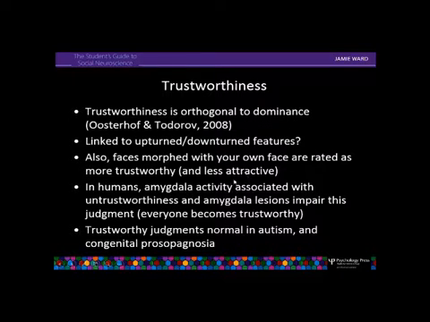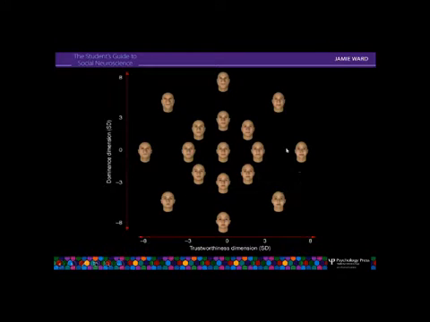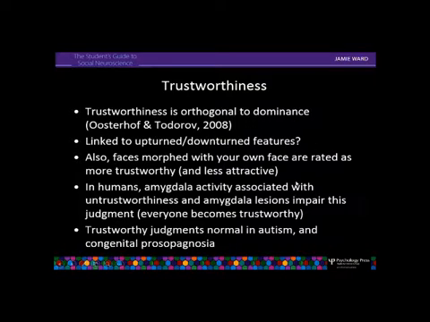Trustworthiness appears in this face space as the orthogonal dimension to dominance. Again, it seems to be linked to certain facial features that are expression related. You tend to rate faces that look like you as more trustworthy, but less attractive. The reason you do that is to avoid incest, that you shouldn't be attracted to people who look too much like you, but you might want to trust them. So a kin-based mechanism. Again, this might be one of the things that is fairly conserved across species.